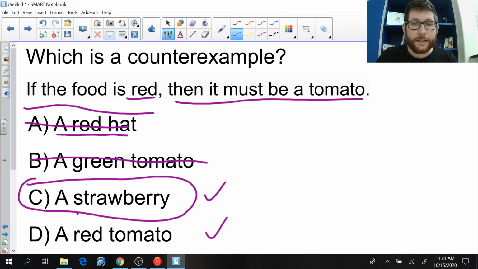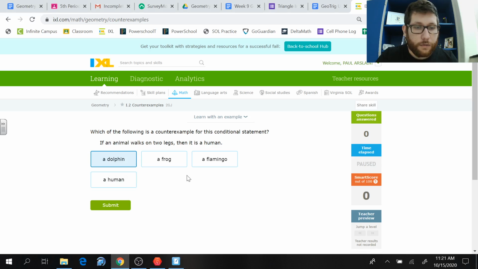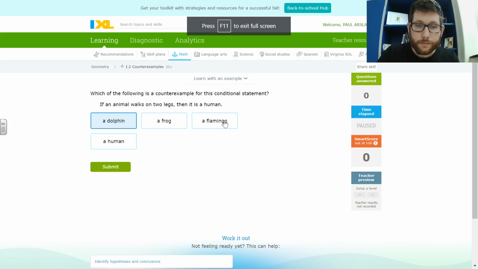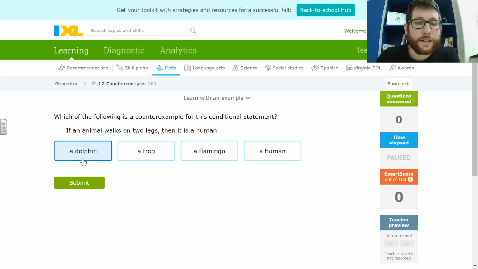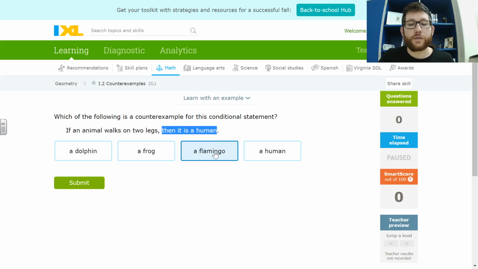Let's take a look at the IXL here and see what they have for us. Which of the following is a counterexample for this conditional statement? Let's make this a little bigger so we can actually read it. If an animal walks on two legs, then it's a human. The first part needs to be true. Does a dolphin walk on two legs? No. Does a frog walk on two legs? No. Does a flamingo walk on two legs? Yes, the pink birds with the two legs. That checks out, and a human walks on two legs, so it's one of these two. Then it's a human, so we need something that's false, so that's going to be a flamingo.